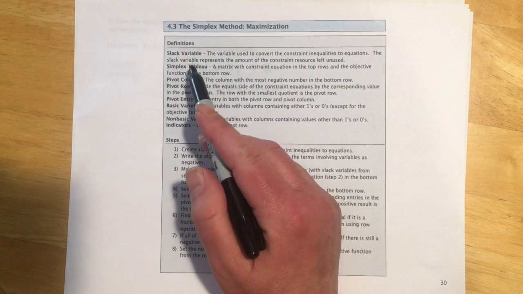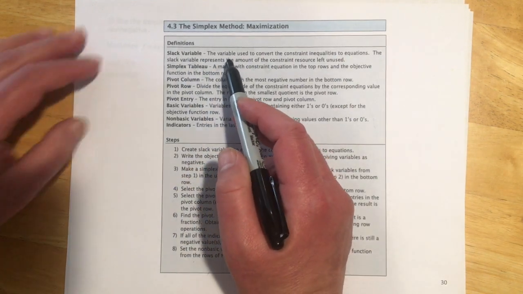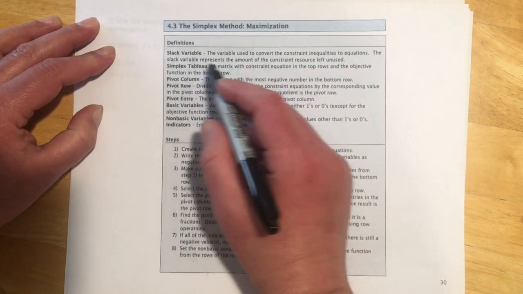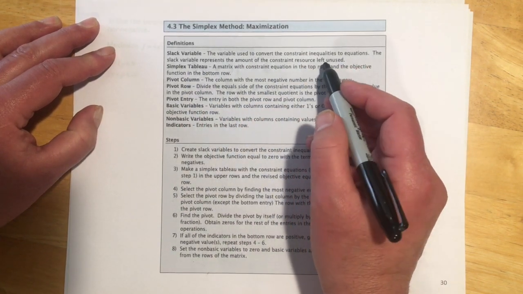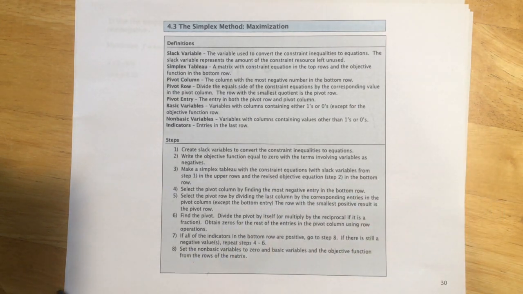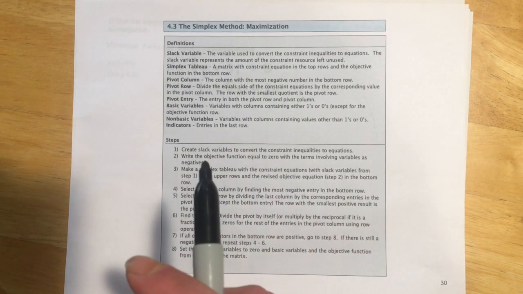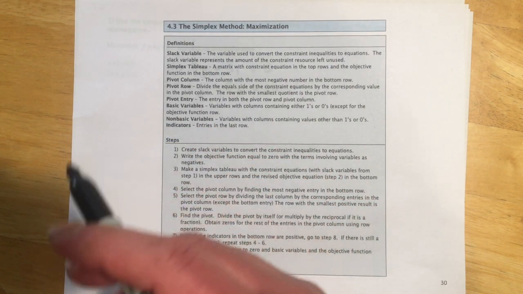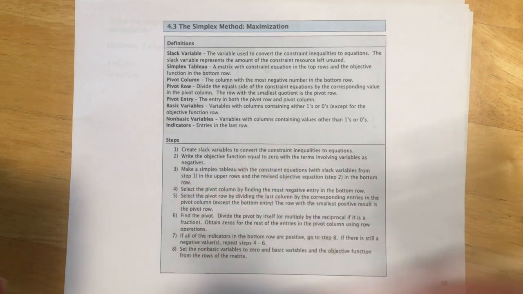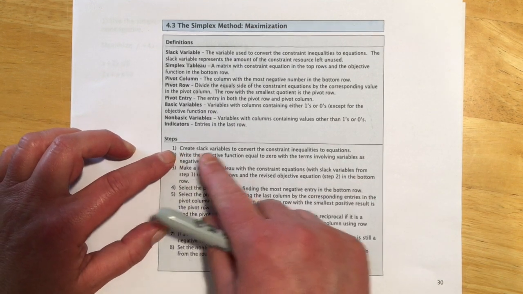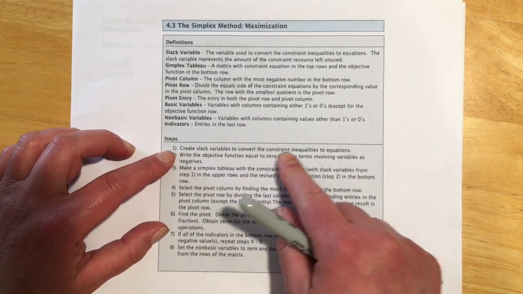Okay, so the first of our definitions is slack variable, the variable used to convert the constraint inequalities to equations. The slack variable represents the amount of the constraint resource left unused. That's a situation where maybe we had so many computer chips and so many assembly hours, and the way that we made the most money was to not use all the computer chips, and so we'd have this kind of leftover quantity.